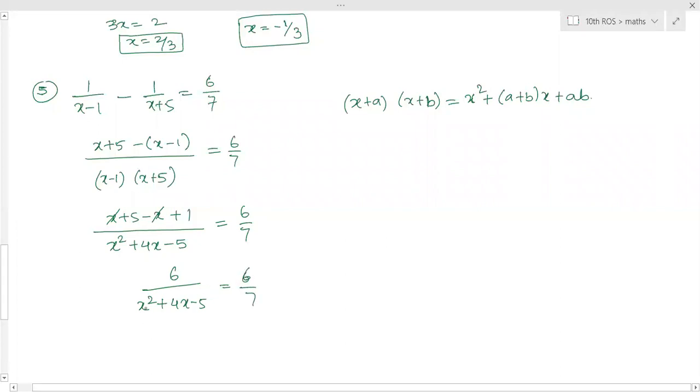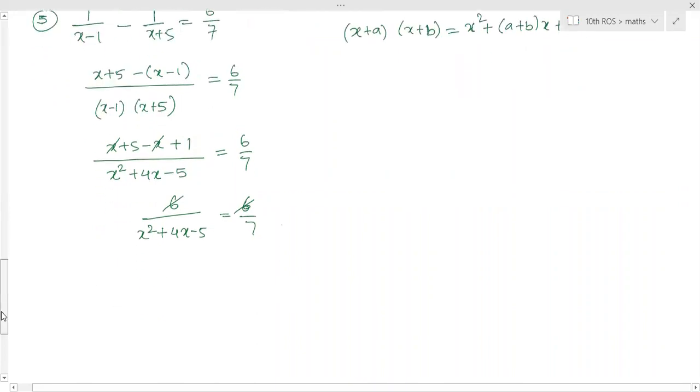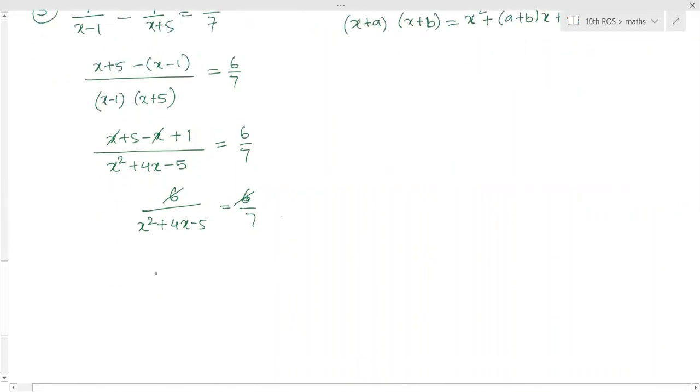Now this 6 will go here as division, or this 6 will come to this side as 1 by 6. So this 6 and this 6 get cancelled. So we cancel in the first step only. One step less we have to do, and then cross multiply. This is 1, this is 1, so cross multiply: 7 is equal to x square plus 4x minus 5. Now bring 7 to the RHS: x square plus 4x minus 5 minus 7. So x square plus 4x minus 12 is equal to 0.